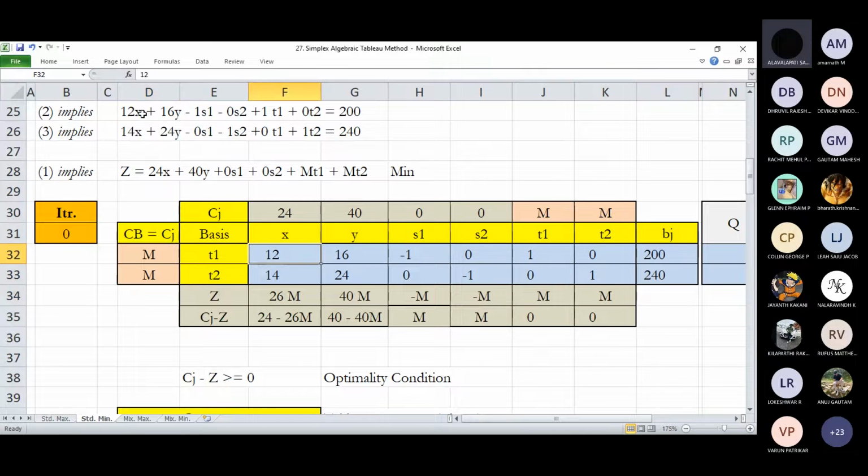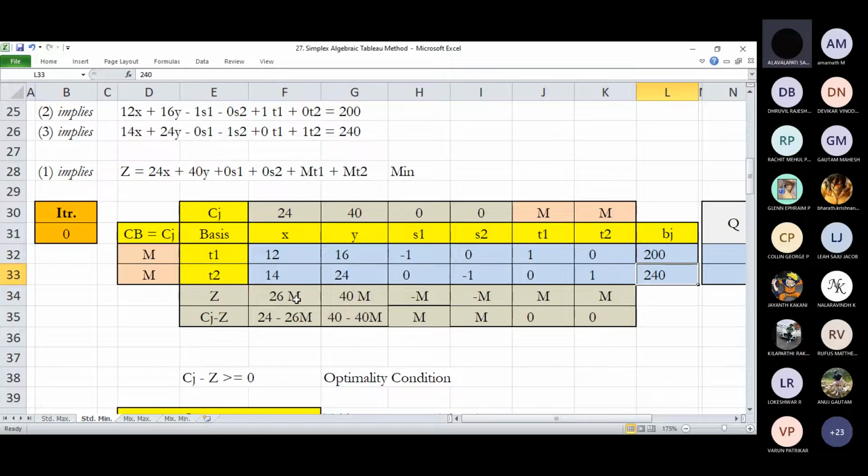Next, you put in this 12, 16, minus 1, 0, 1, then 0 equals 200, and equation 2, 14, 24, 0, minus 1, 0, 1, equals 240. Here 0 plus 0 does not make any significance. You put 0, then minus 1 here, and 0 and 1 here, and equals to 240, right?